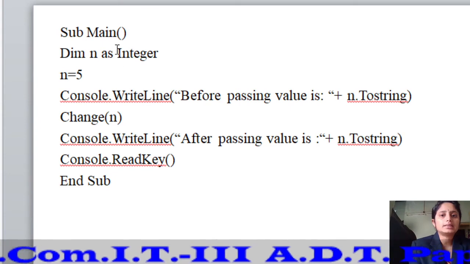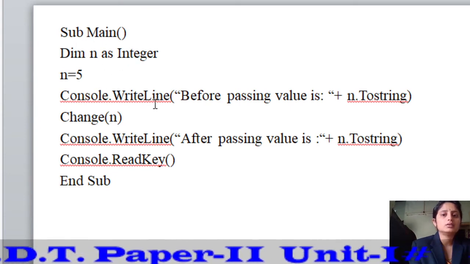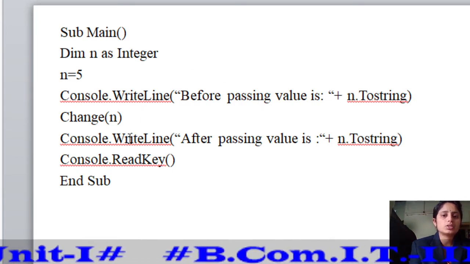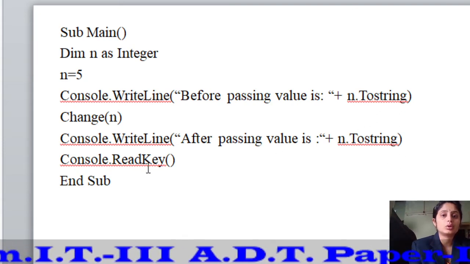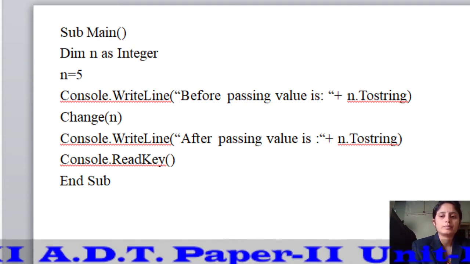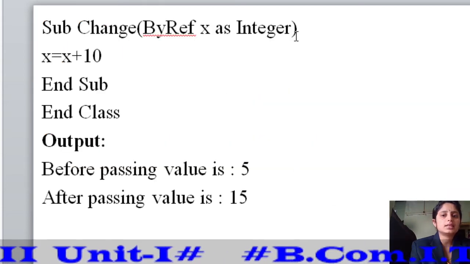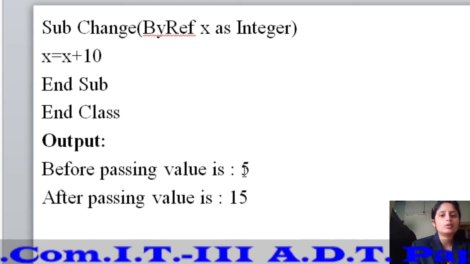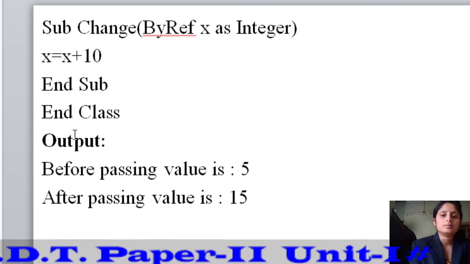Let's see the example. Sub Main, Dim n As Integer, n = 5. Console.WriteLine("Before passing value" & n.ToString). Change(n). Console.WriteLine("After passing value" & n.ToString). Console.ReadKey, End Sub. Sub Change(ByRef x As Integer), x = x + 10, End Sub, End Class. The output is: before passing, the value is 5, and after passing, the value is 15.